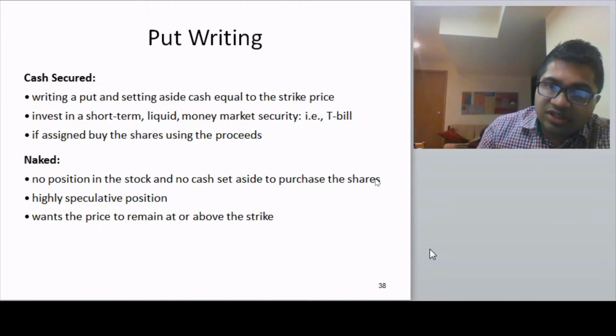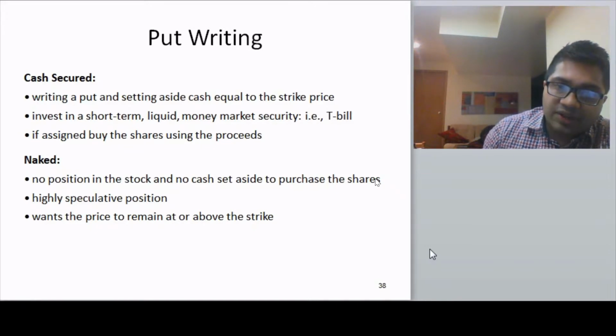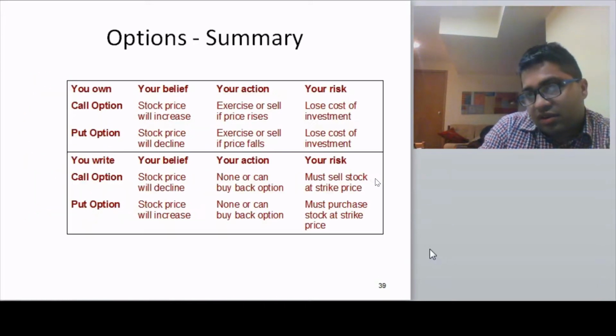Naked put: no position in the stock, and no cash set aside to purchase the stock. It is highly speculative, and you want the price to remain at or above the strike price. If it falls, then you are in huge losses.